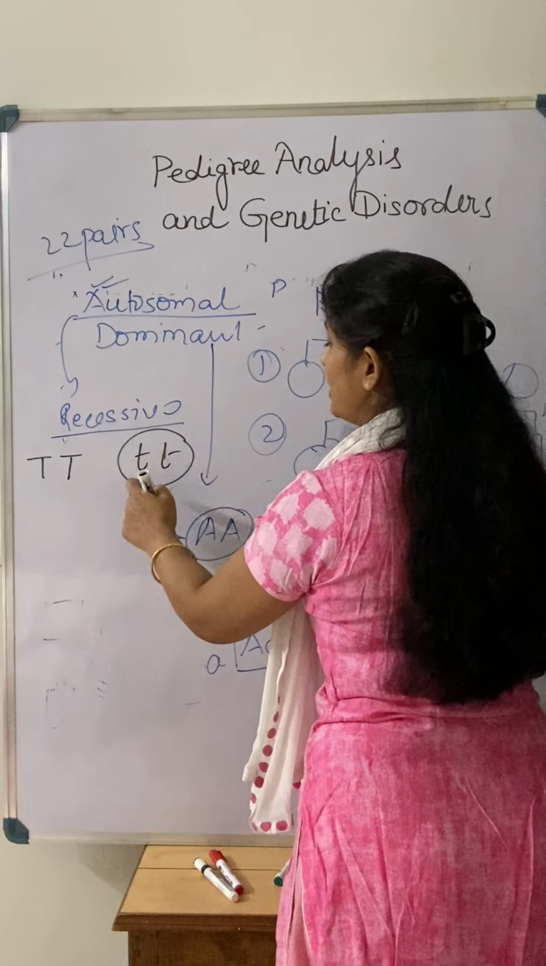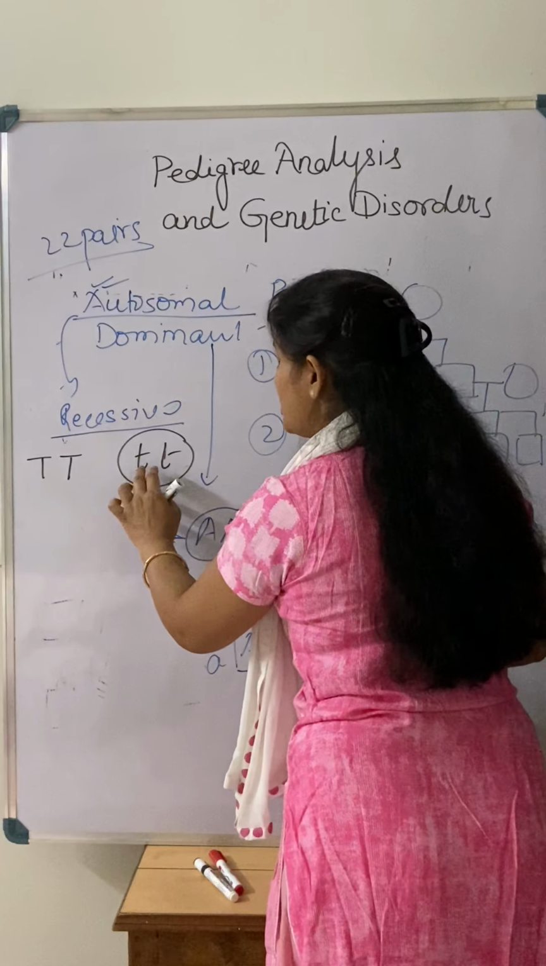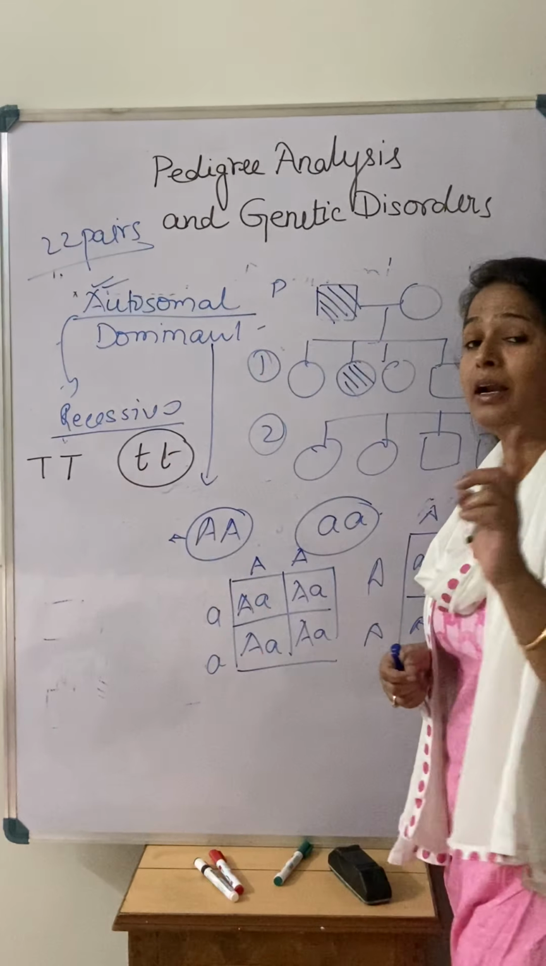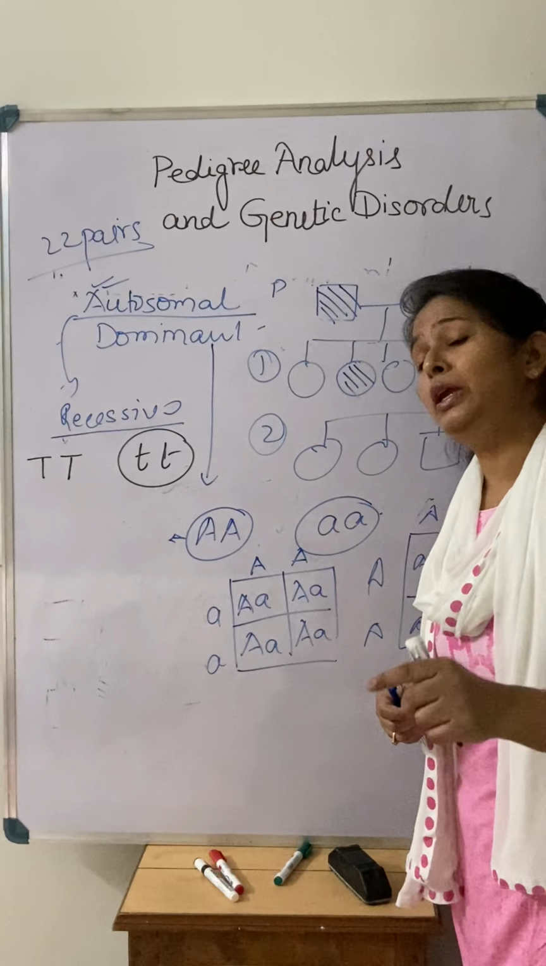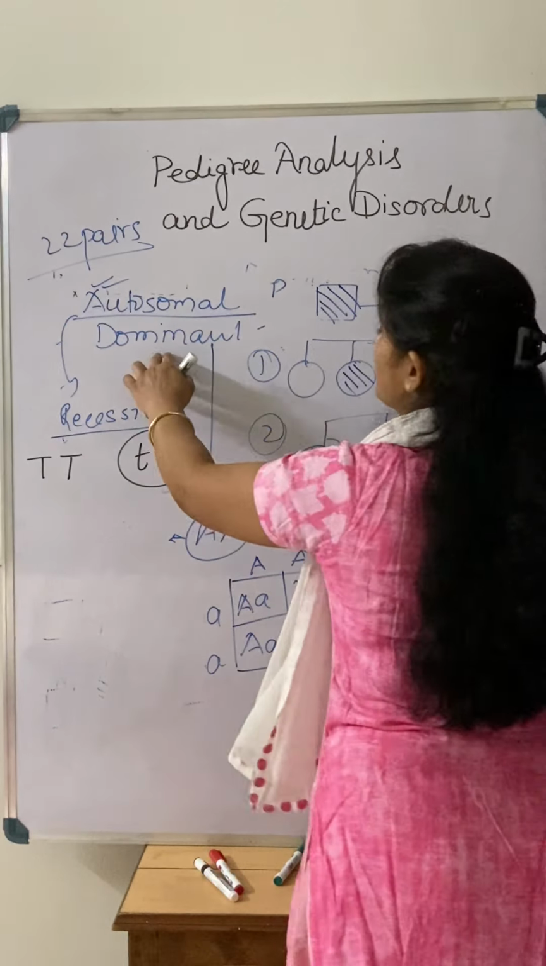In that case, what is there? That allele should be in this pair. Right, when the allele is in this pair only, that time that person will show that phenotype. So the same we will talk about here also, autosomal recessive.